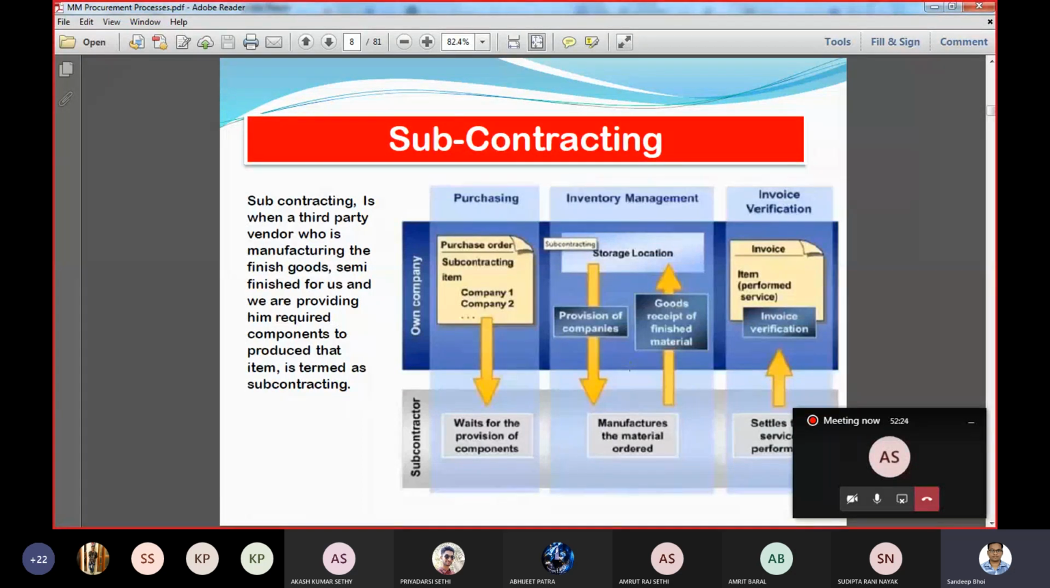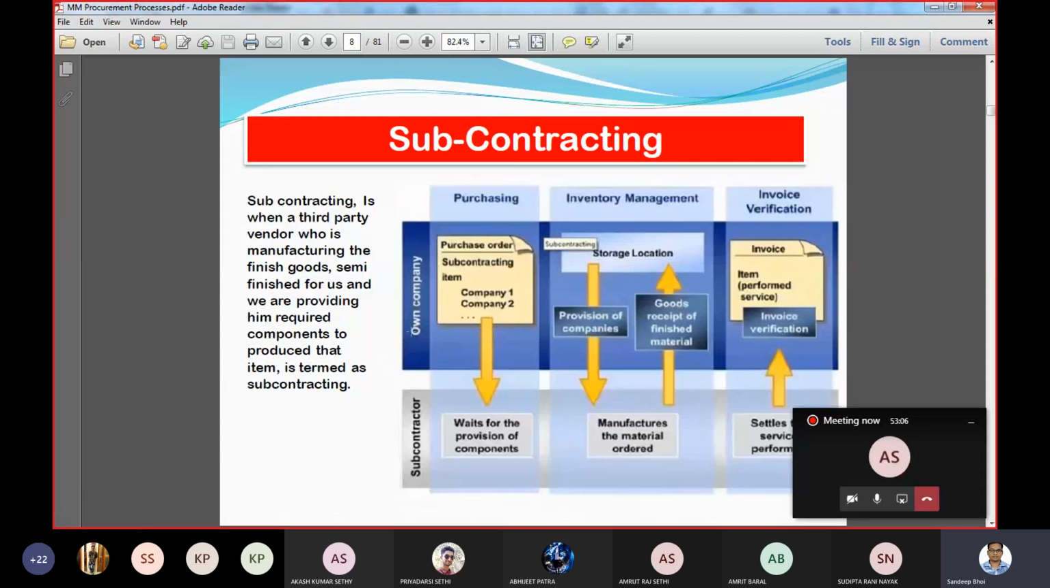The other type of procurement process is subcontracting. Consider that the subcontractor is a third party vendor. Remember this: the subcontractor is a third party vendor, between the company and the vendor nothing else is involved. This third party vendor manufactures the finished or semi-finished good for us, and we provide him the required components to produce that item. This is termed subcontracting.